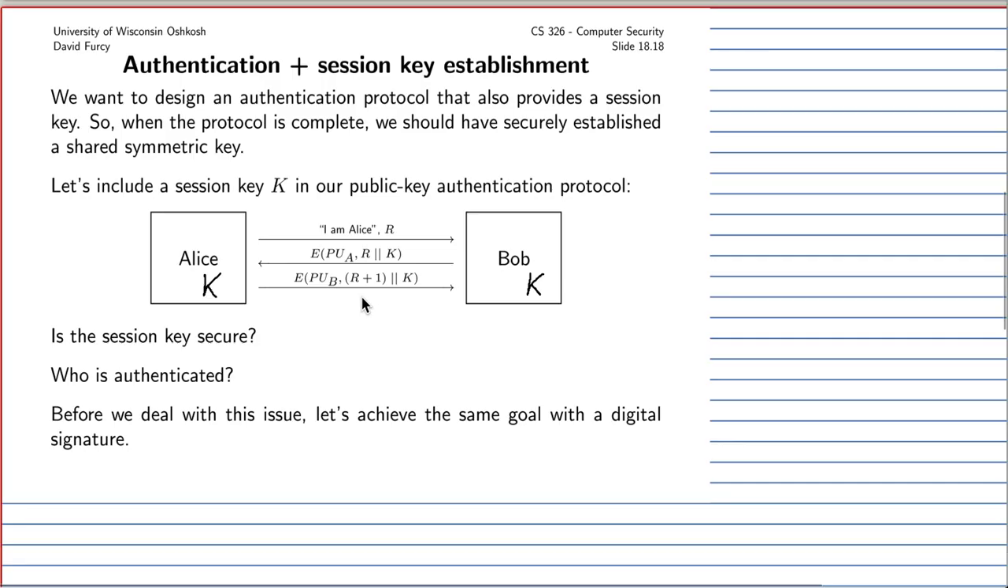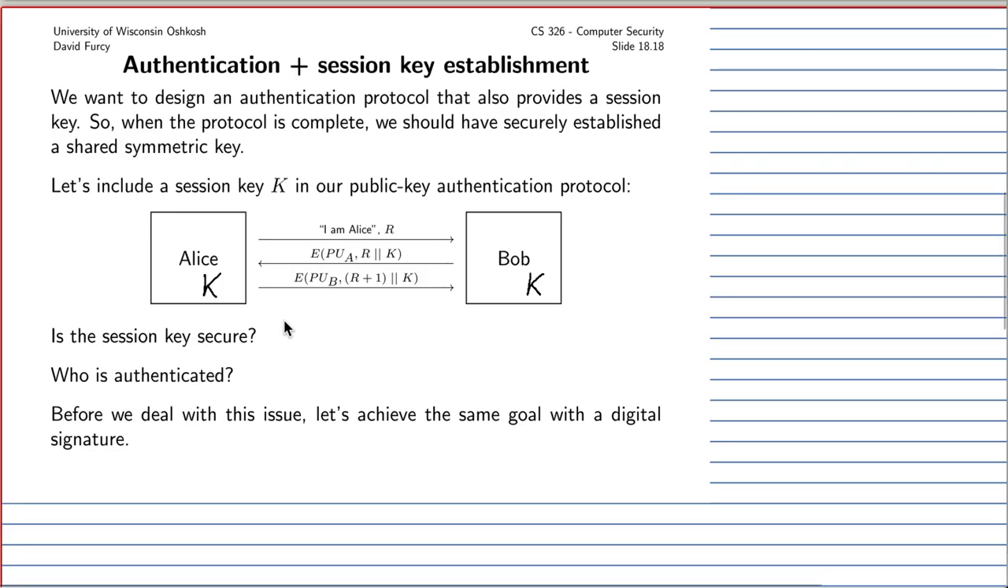So the first question to ask is, is this a secure way to establish a session key? And the second question is, who is securely authenticated in this protocol? Please stop the video, think about the answer to these questions, and come back to discuss some answers.